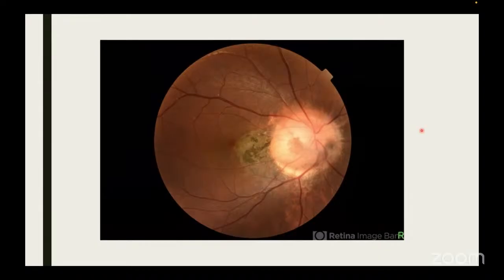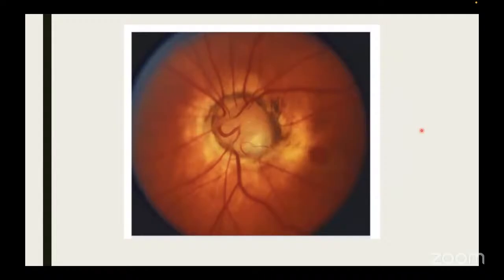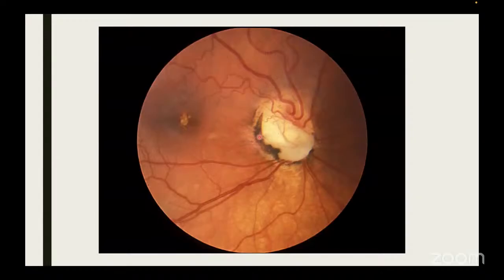Yes, great. What about this picture, Dr. Muna? There is a large optic disc with a pigmented margin, and there is an optic disc pit. Yes, actually there is optic disc coloboma with optic disc pit. Sometimes optic disc coloboma is associated with optic disc pit as well. And what about this picture? I think it's also optic disc coloboma. Yes. So all those three pictures are optic disc coloboma.